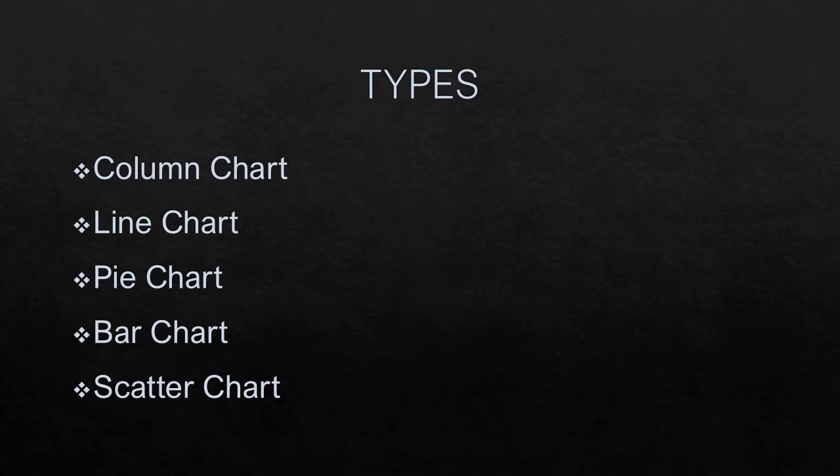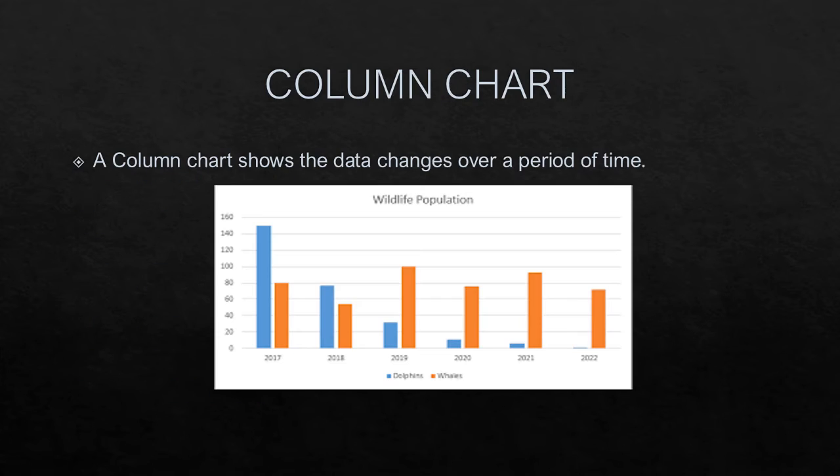Next we are going to see the types of chart. First one is column chart, line chart, pie chart, bar chart, scatter chart. First one is column chart. In a column chart, the vertical bar with the axis value indicates the column chart.